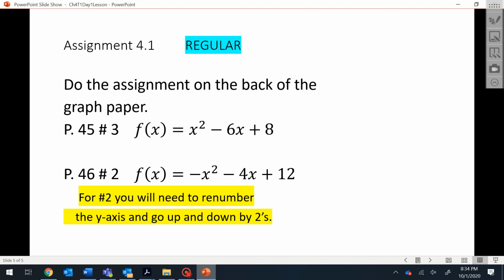And here is the assignment. For number 2, you will need to renumber the y-axis and go up and down by 2's instead of what I assume is 1's.